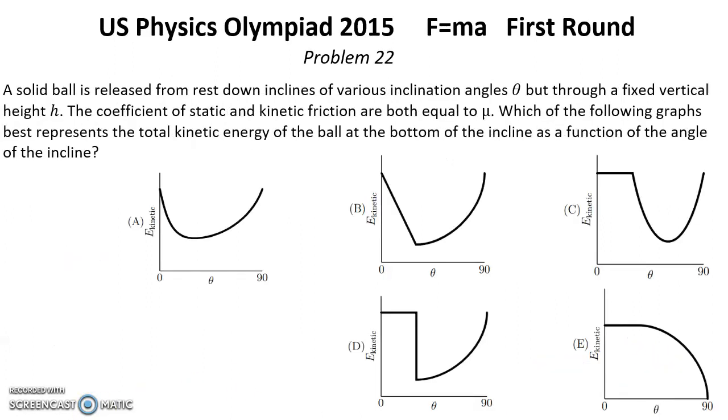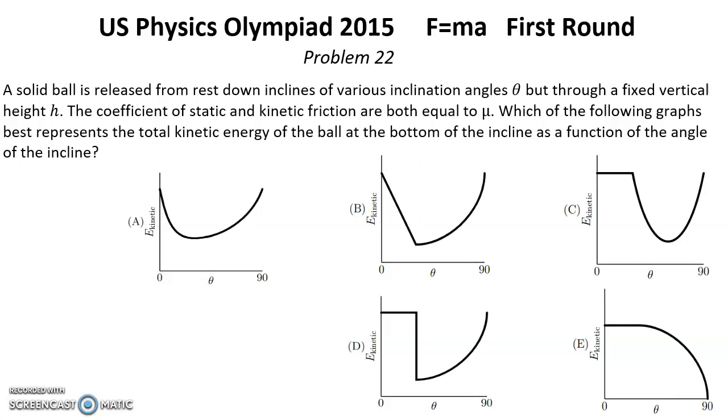Problem number 22. A solid ball is released from rest down inclines of various inclination angles theta, but through a fixed vertical height h. The coefficients of static and kinetic friction are both equal to mu. Which of the following graphs best represents the total kinetic energy of the ball at the bottom of the incline as a function of the angle of the incline?